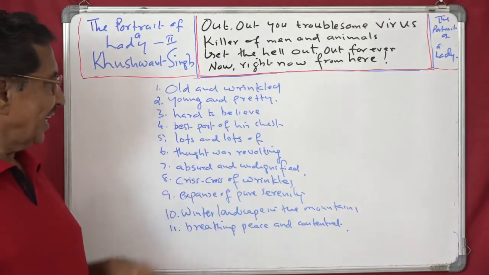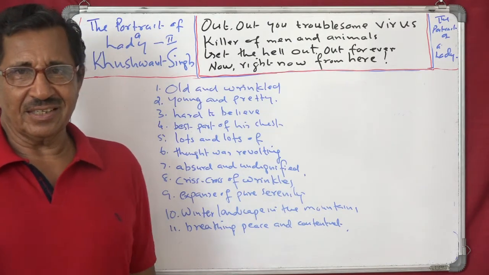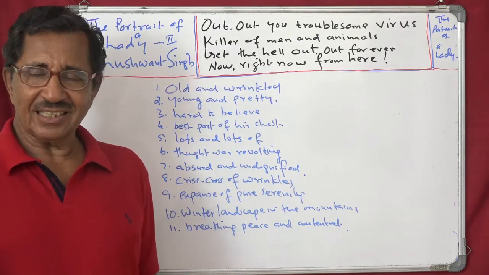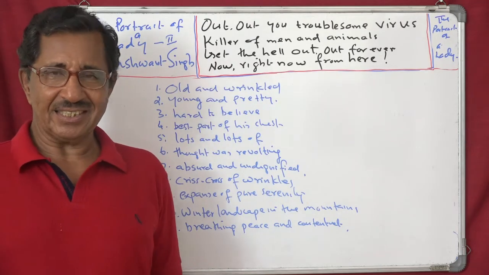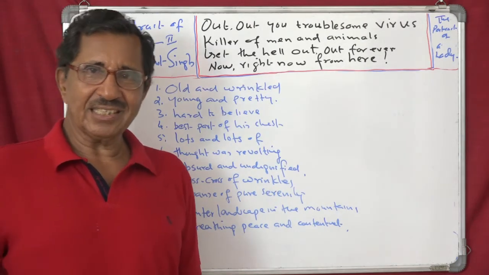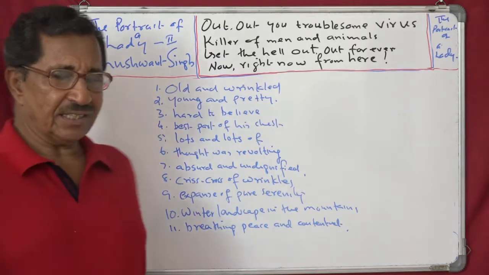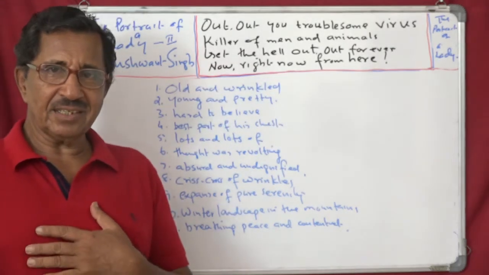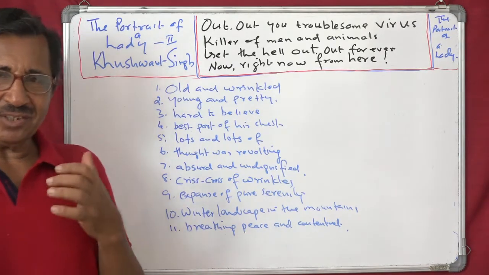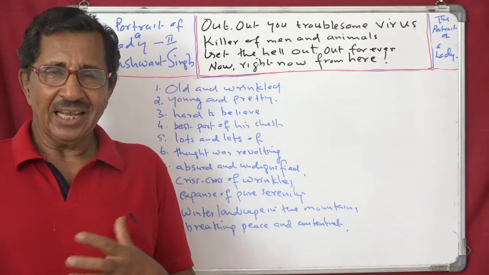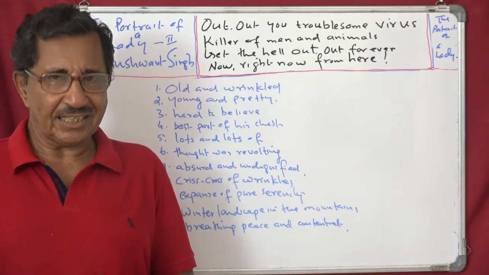So both these things. Hard to believe, difficult to believe. It is hard to believe that there is flood in the summer season. It is hard to believe that the rivers are flooded in the summer season. Best part of his chest means major part of his chest. We can say that he was wearing a medal that covered the best part of his chest.